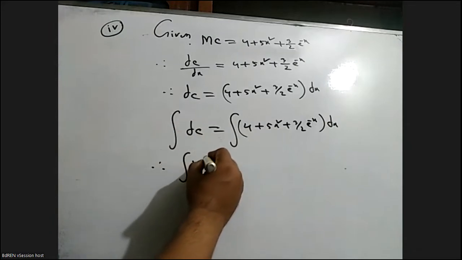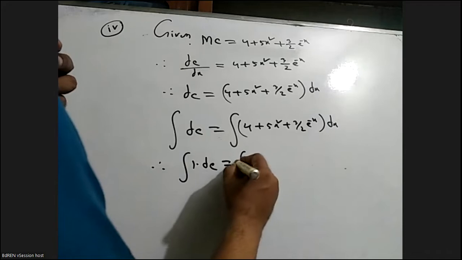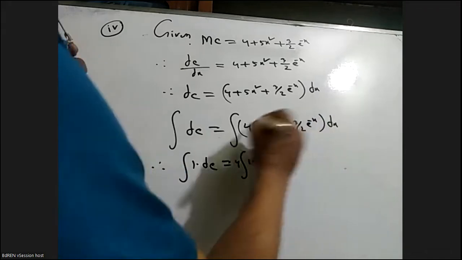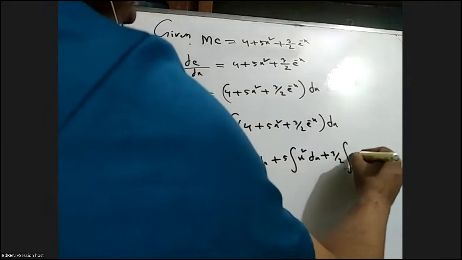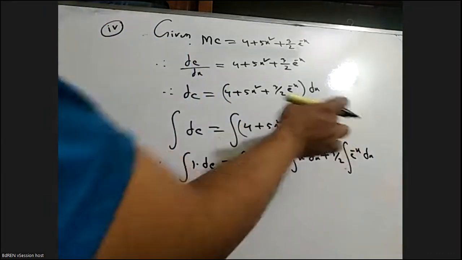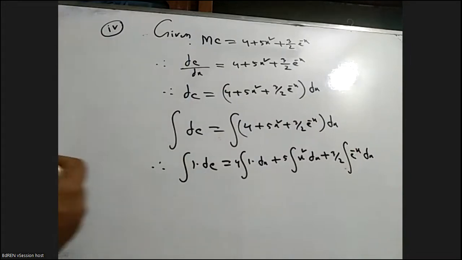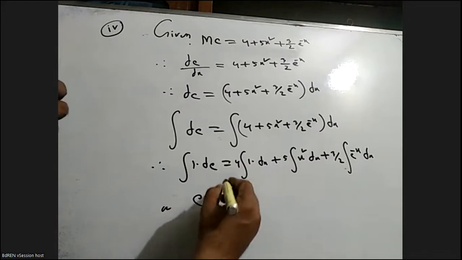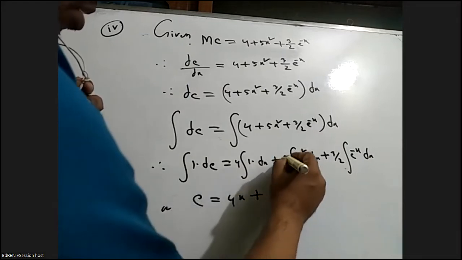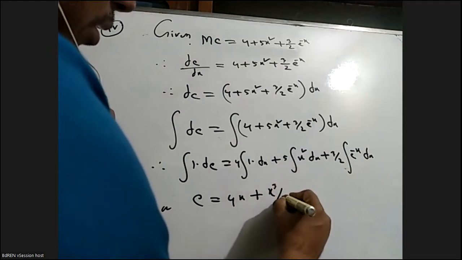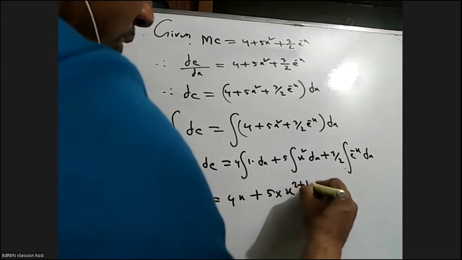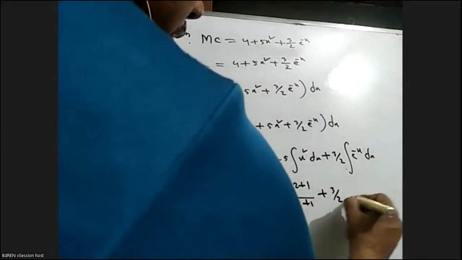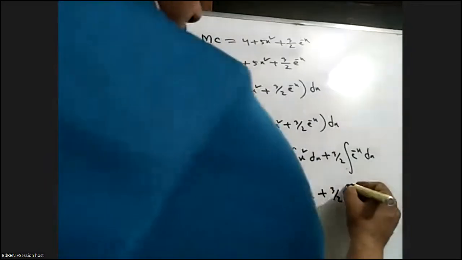Now making the formula: there is no variable for the constant 4, so its integral is 4x. For 5x square, the constant 5 is multiplied, and the integral of x square is x cube by 3. For 3 by 2 e to the power minus x, the integral of e to the power minus x is e to the power minus x divided by the coefficient of x.